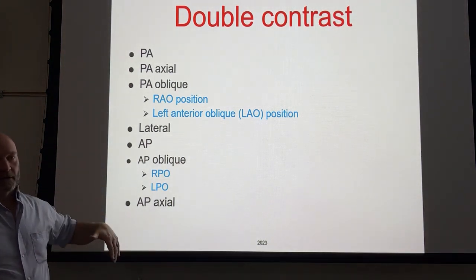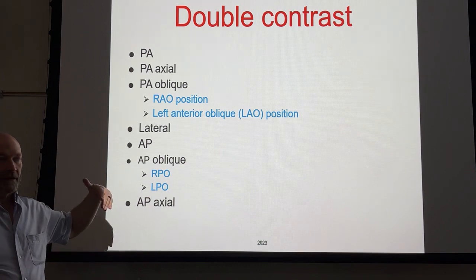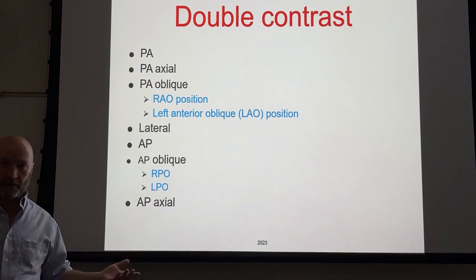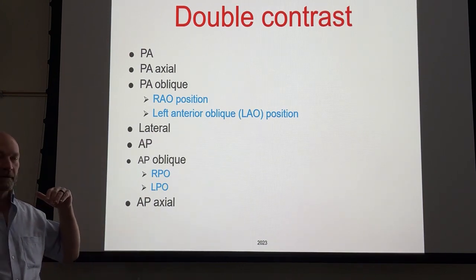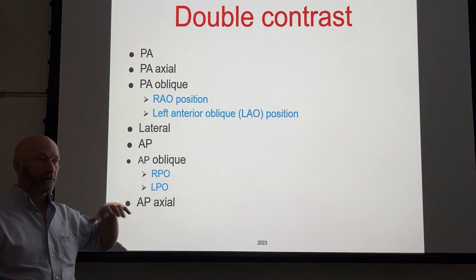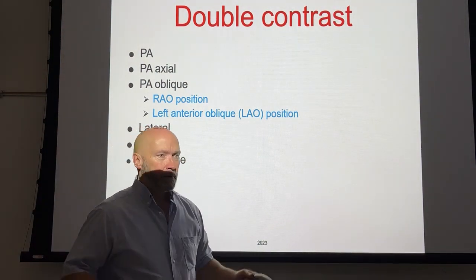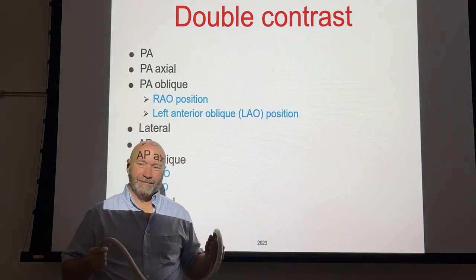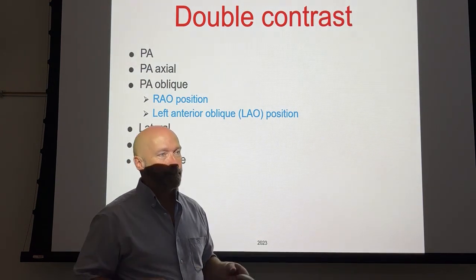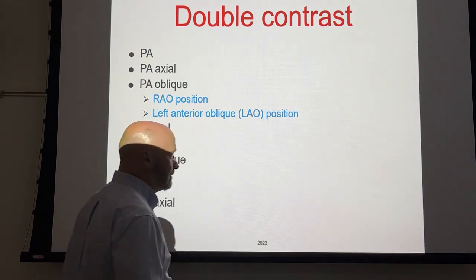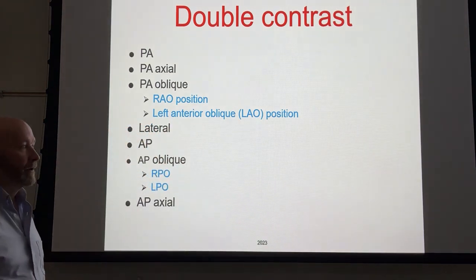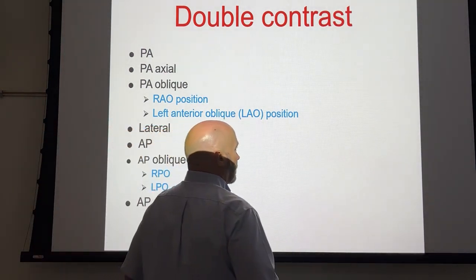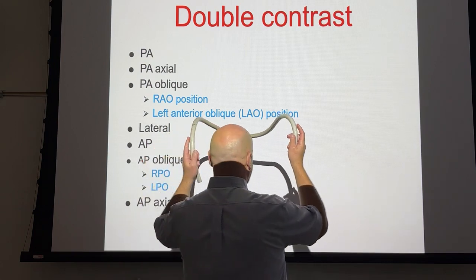So what we did with solid column, we're going to do with air contrast, but we're going to do opposite views as well. So everything that we did for solid column, we're going to do the exact opposite for those, plus the exact opposite for double contrast. So again, we're going to do the AP, the LPO, the RPO, maybe an AP sigmoid of some sort, or a lateral. We're not going to do two laterals most likely, but we are going to do some obliques, okay? So we're going to do the APs, and then we're going to turn around and do PAs.